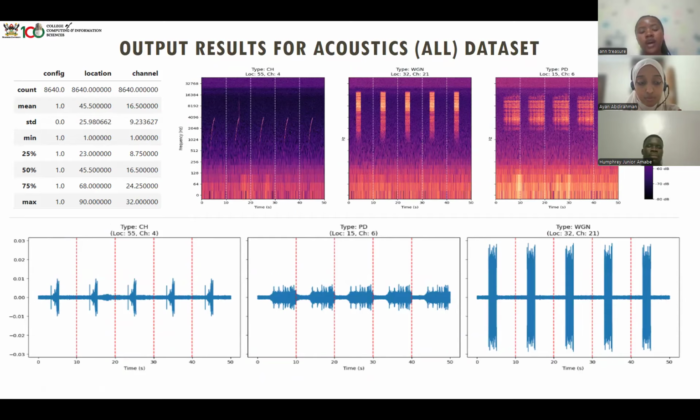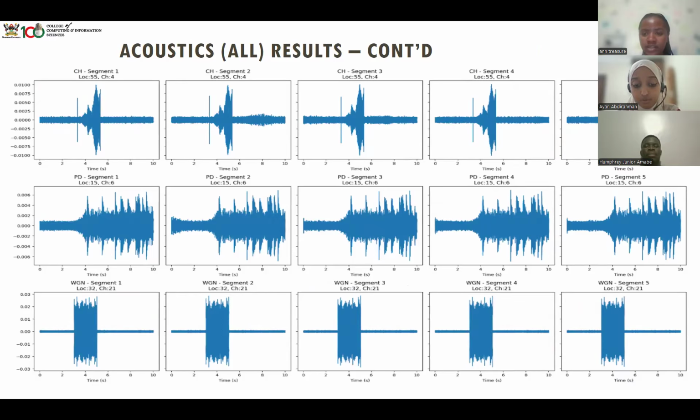So to come to the analysis of the acoustic dataset, we had over 8,000 files. With our spectrograms, we're able to see the frequency range of the chaps, the white Gaussian noise, and the partial discharge, to see where the frequency lies. And with the time and amplitude graphs, we're able to see the amplitude of each of these waves and determine the shape of partial discharge, white Gaussian noise, and the chaps. So these are the shapes of the different signals in our dataset that we're able to extract.